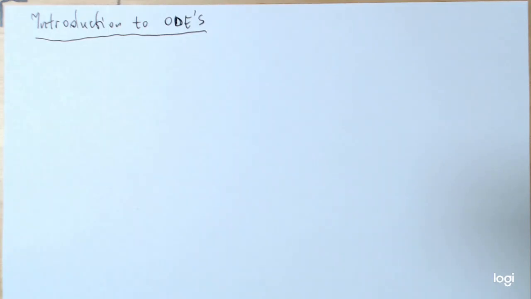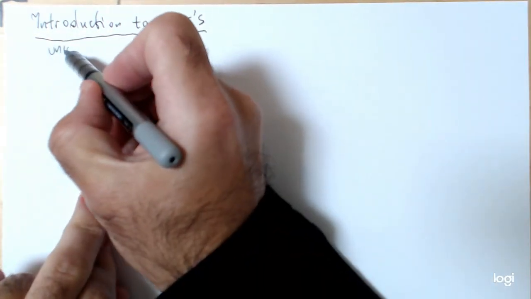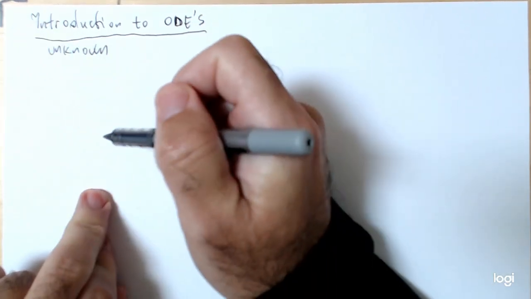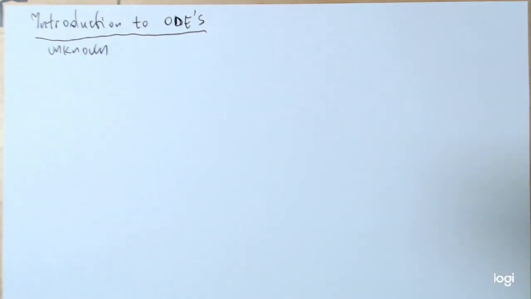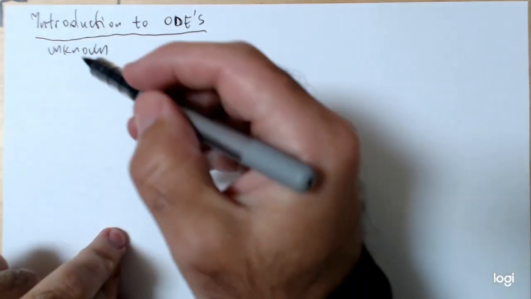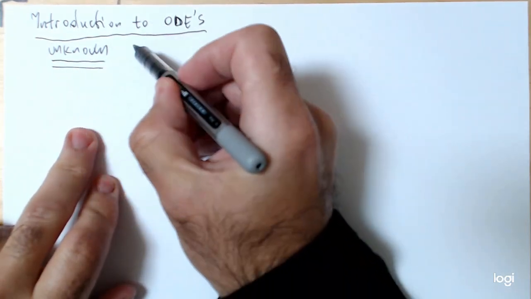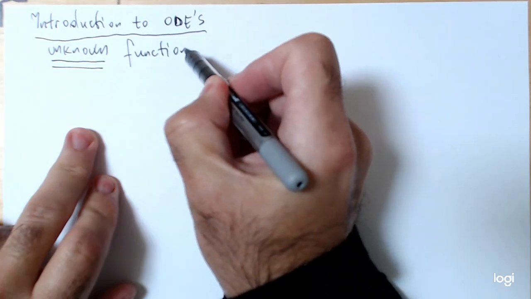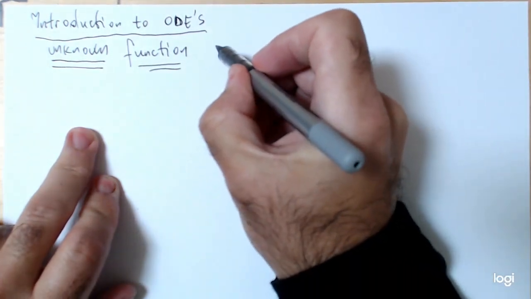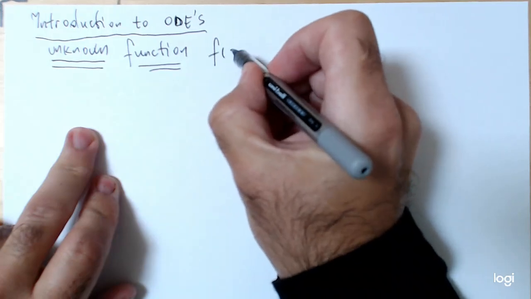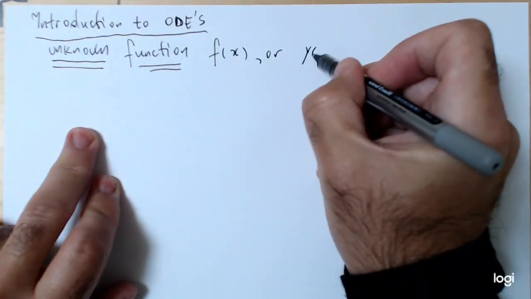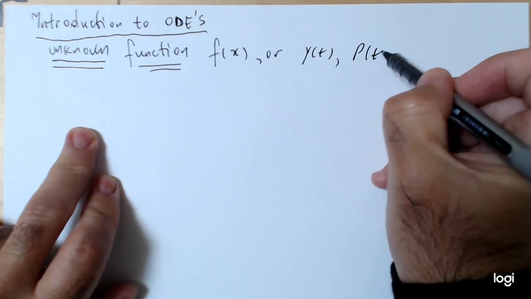Suffice to say that, generally speaking, a differential equation is any equation in which the unknown is a function. Sometimes there's a confusion on the terms. People call pretty much any math writing an equation. But an equation means a mathematical expression in which the goal is to find an unknown. And in the case of a differential equation, the unknown is a function, let's say denoted by f of x or y of t, p of t, and so on.